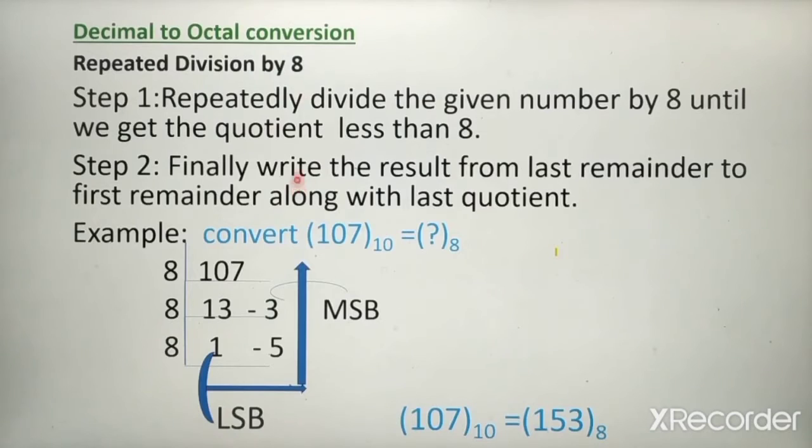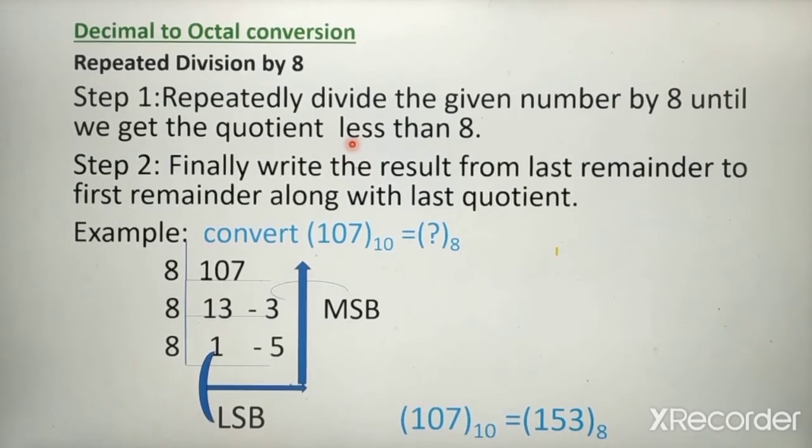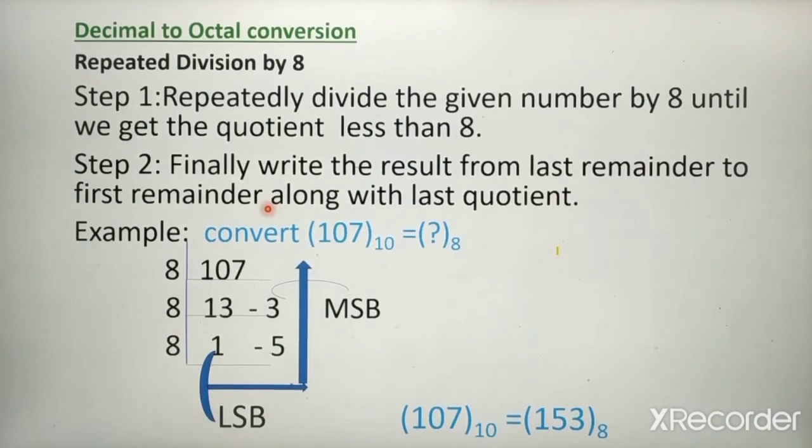First step, repeatedly divide the given number by 8 until we get the quotient less than 8. It is important, until we get the quotient less than 8. When the quotient is less than 8, we can stop the process. Then finally we can write the result. How to write the result? We have to write the result from last remainder to first remainder along with the last quotient value.